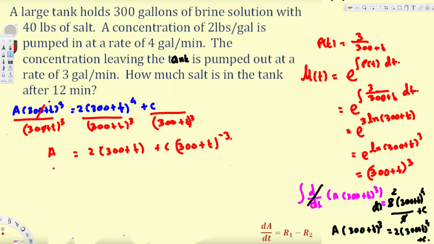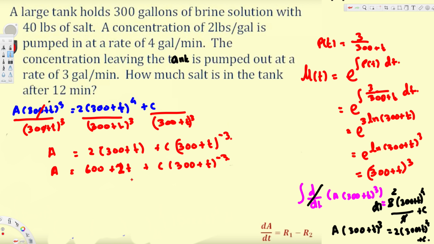We can also simplify this one further, like 600 + 2t + C times (300 + t)^(-3). So this is going to be the general solution for the differential equation.